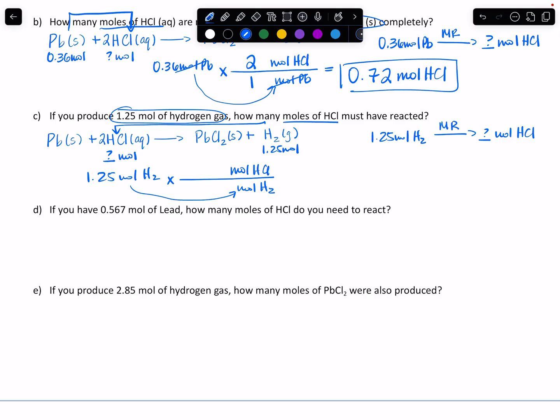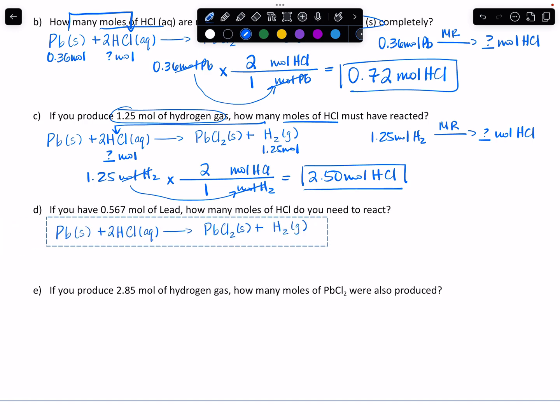Then I go look at my balanced reaction, and it tells me for every mole of H2 produced, I need to react 2 moles of HCl. That's going to let me cancel the moles of H2 and leaves me with moles of HCl. So once I do that multiplication, 2.50 moles of HCl are going to be needed to produce 1.25 moles of H2 gas.